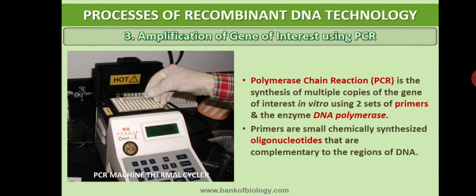And this process was first discovered by Kary Mullis of Cetus Corporation, USA in 1985. Getting my point? PCR is the same as gene amplification. It is also called by one more name, the thermal cycler. Why is it called the thermal cycler?